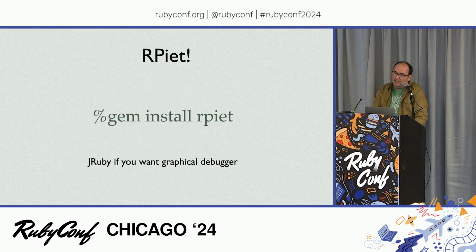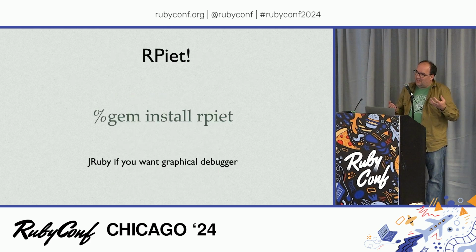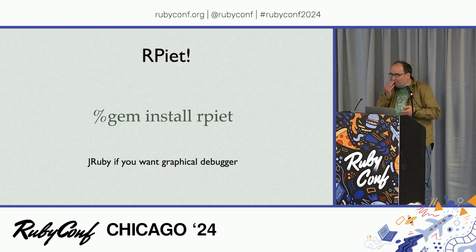All right, so that's the basic rules of Piet. And I'm sure everyone's going to run off and make their own programs. If you want to run them, you can go and install Rpiet. This is my implementation of the Piet language. It will run in C Ruby or JRuby, but if you want to use the graphical debugger, then you have to use JRuby. And that's using a JRuby library called JavaFX, which is pretty sweet.